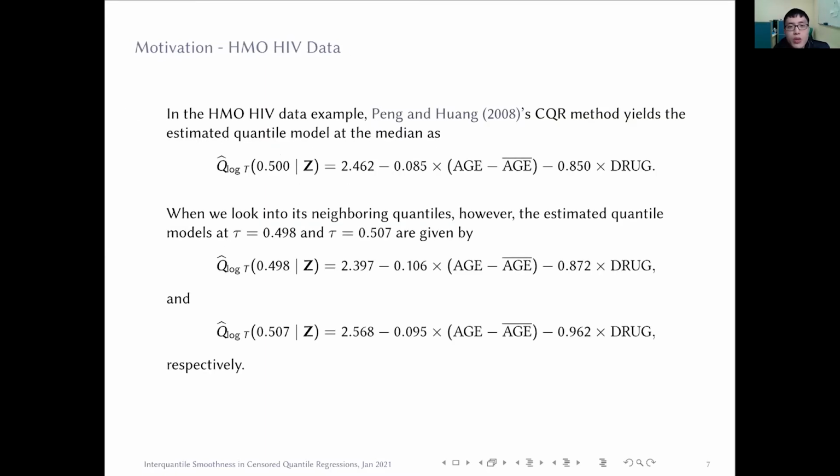To motivate our proposal on interquantile smoothness, we consider the HMO-HIV data. Using Peng and Huang's method, we will obtain the quantile models at these three quantiles, 0.5, 0.498, 0.507. Since these three numbers are very close, we would expect that these estimated models are close to each other. But is it really the case? The answer is no.